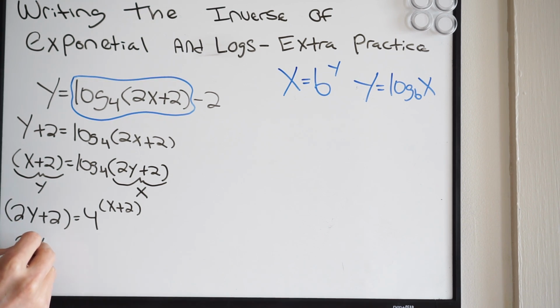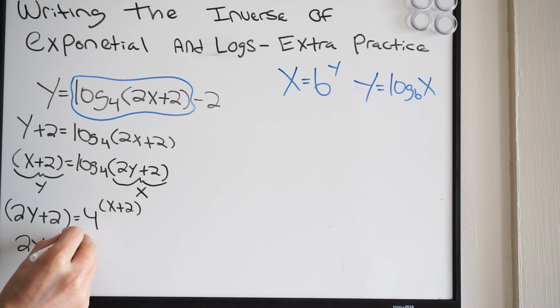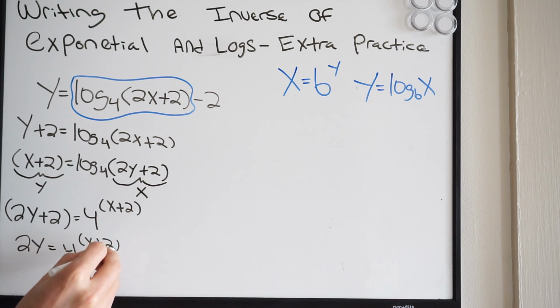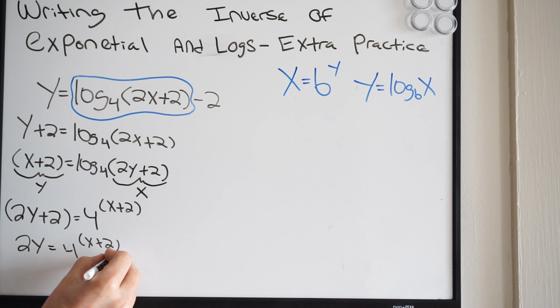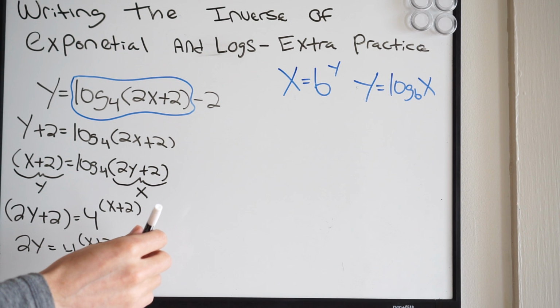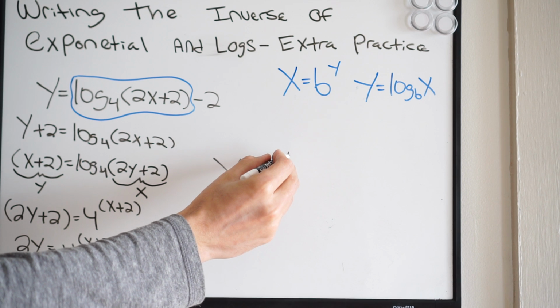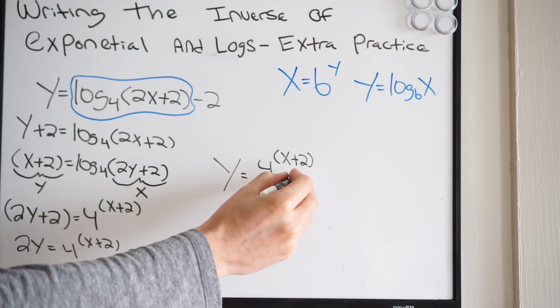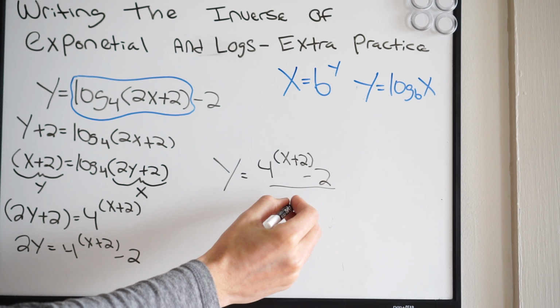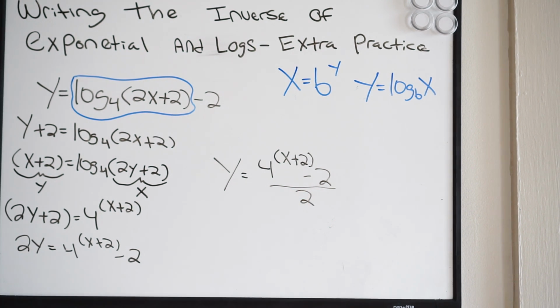So we'll have 2y equals 4 to the x plus 2. Now we want to subtract 2. And now our last step here is to divide by 2. So our final answer here will be y equals, and the whole thing is being divided by 2. That would be our final answer there. That is the inverse of that log. And that is it.